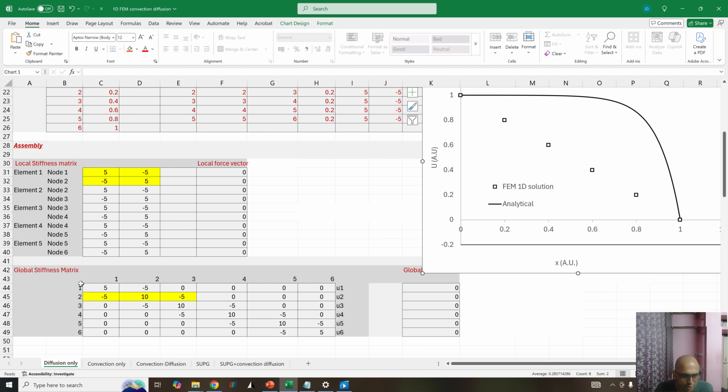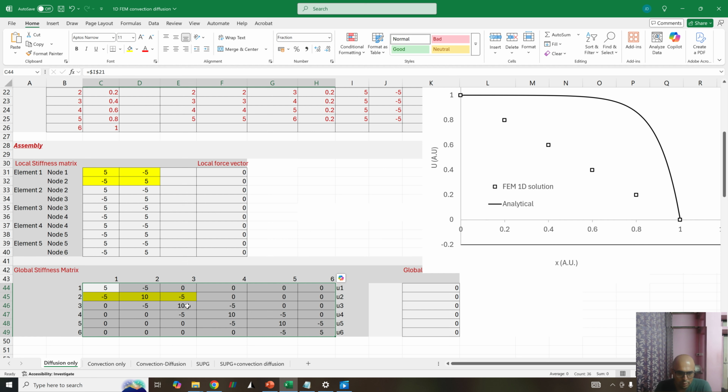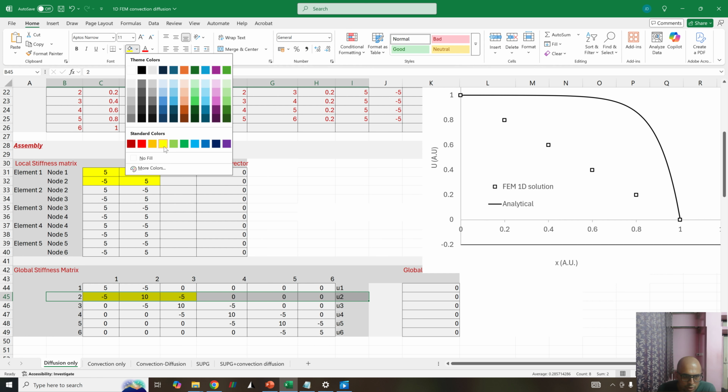In the diffusion only tab, if you look at the local stiffness matrix and the global stiffness matrix, I have highlighted them. You can see the formation of the local stiffness matrix. You can see diagonally dominant terms here. The negative terms are off diagonals, and on the diagonals these are the dominant terms. If you just add them, you will get a diagonally dominant global matrix. The diagonals are dominating. So what does this mean? If I am looking at node 2, I am highlighting the equation for node 2.